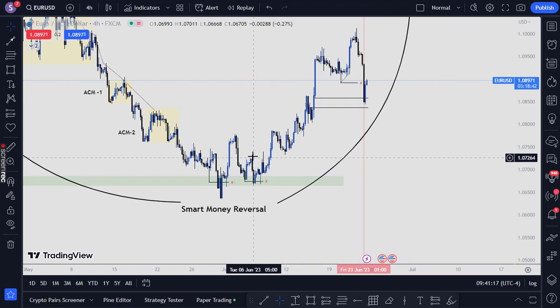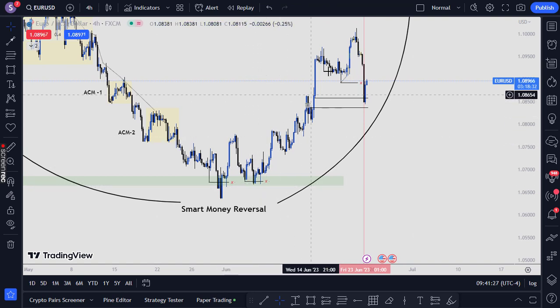Then what do we have here? This is an inducement. So this is a fake market structure shift. All right, guys. What does it do? It prevents traders from participating in this move right here and generating liquidity.